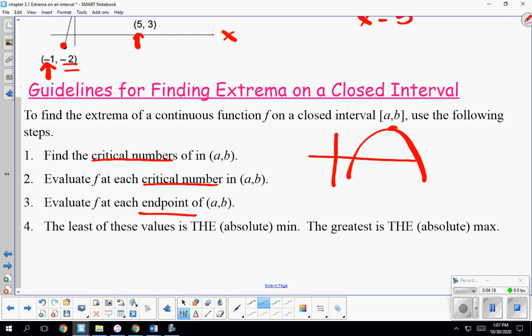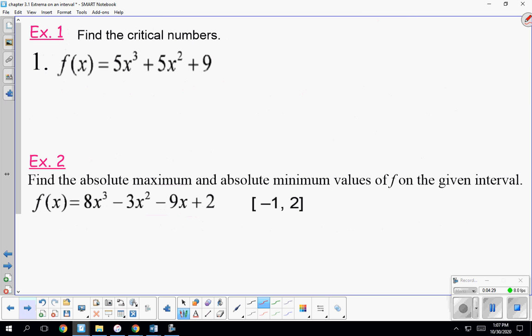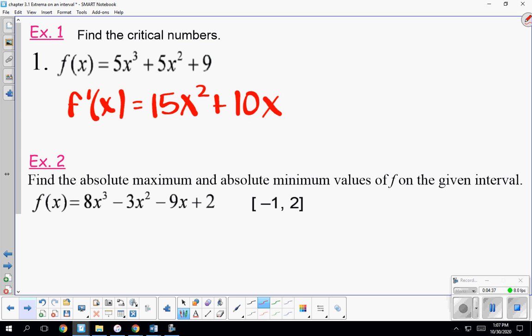So we're going to evaluate. We're basically going to find our y values. And the y value that's the highest is the max, and the y value that's the smallest is your absolute min. So here, find our critical numbers. Anytime we find critical numbers, we set the derivative equal to 0, and we also see where it does not exist.